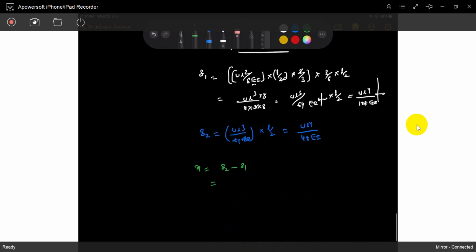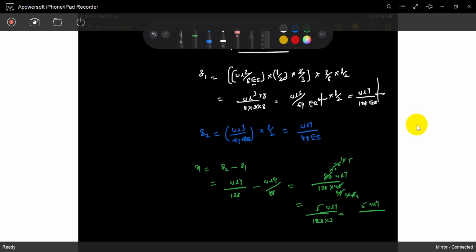So what is x equal to? W2 minus W1. What is W2? WL power 4 by 48EI. So for W1, what is the value? 48 minus 128, so 80. 80. So what is the value? So 5 by 128, 3. Okay. So what is the value?